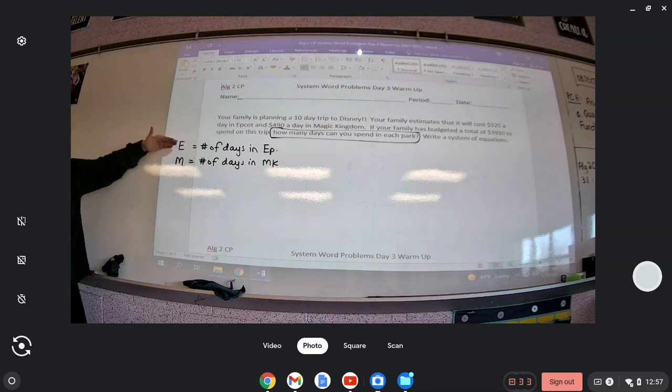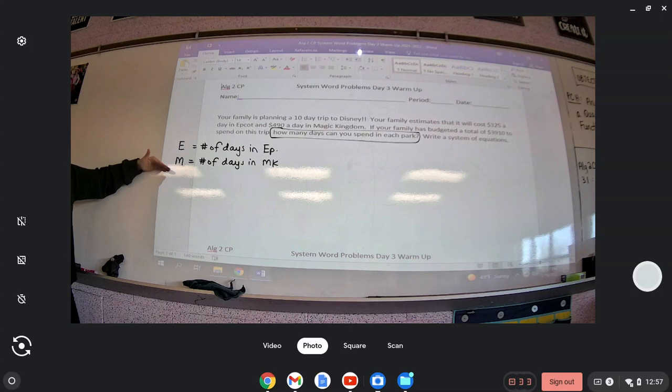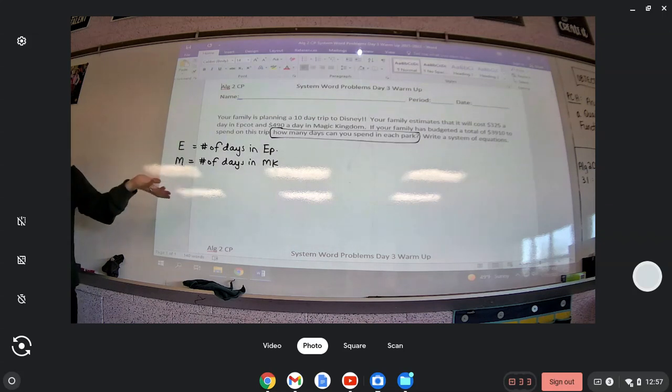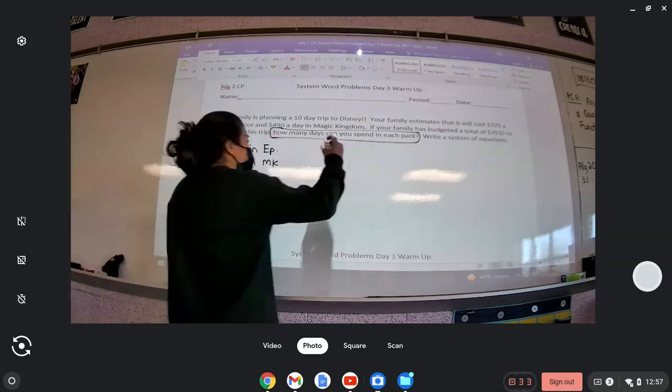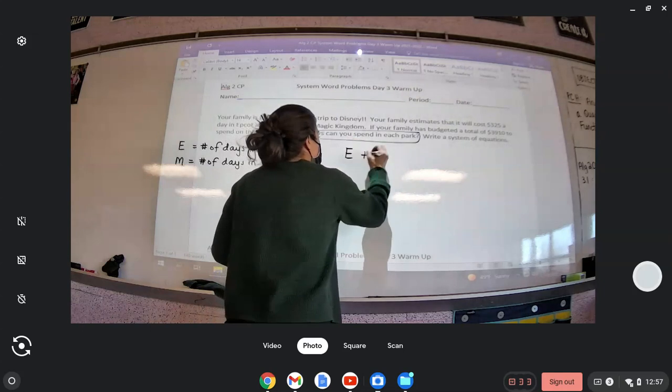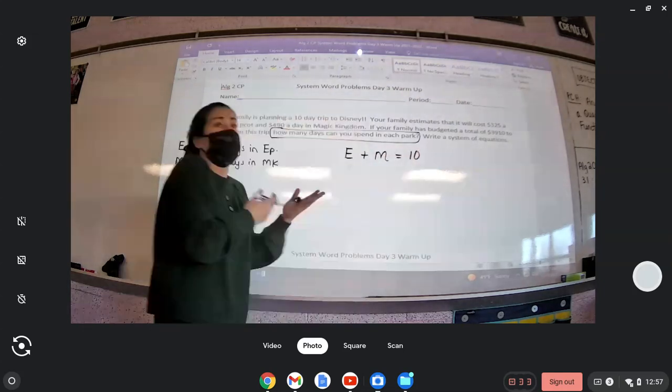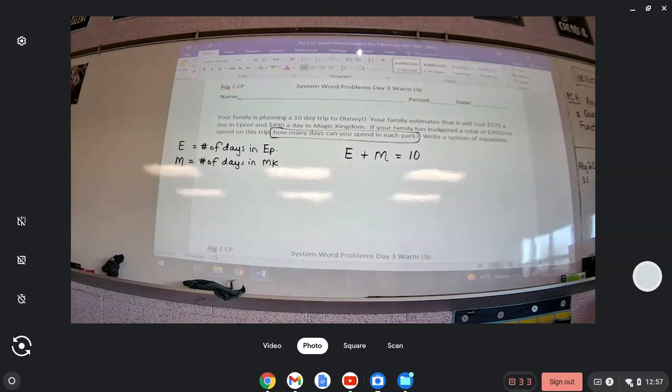So let's write an equation about how long you're going on this trip for. Guys, you're going to spend so many days of this trip in Epcot, and you're going to spend so many days of this trip in Magic Kingdom. But the trip is only how many days long? 10. So what do E and M, these days, have to add up to? What total number of days? 10. So E, the number of days in Epcot, plus M, the number of days in Magic Kingdom, better add up to your 10-day trip. All right, so notice that equation has nothing to do with the money.